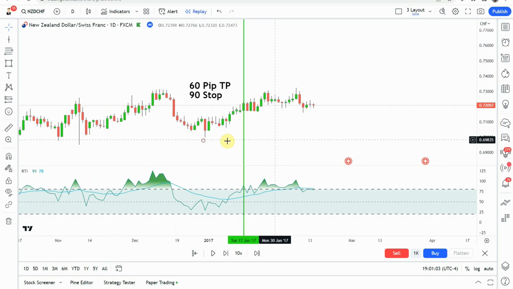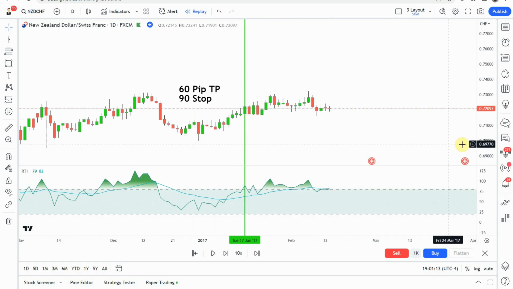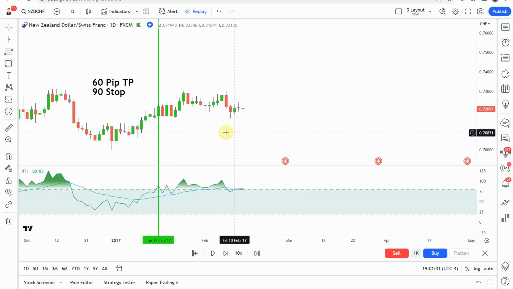Alright, so the first signal that we pick up is a long signal. We get that cross of the upper dashed line right here, and we pick up a little bit of that green cloud. You can see that we enter here, we get a pullback immediately, and it just kind of runs into consolidation, bouncing back and forth right here, right in the same general area before it then makes a push to the upside and does eventually come up on this wick right here and hits our take profit.